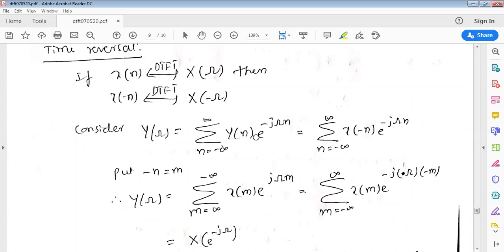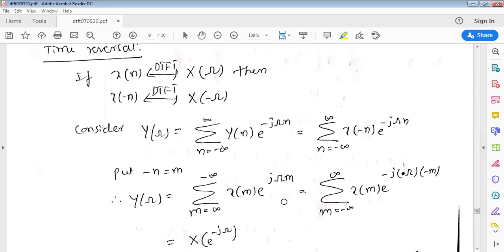y of omega is equal to y of n into e power minus j omega n, n equal to minus infinity to plus infinity. Once again, I'll take this summation. y of n is nothing but x of minus n e power minus j omega n. Now what I will do, I'll put minus n equal to m. Therefore, look at the summation. Instead of n, I have minus m. Therefore, m changes from infinity to minus infinity. x of m into e power j omega m.